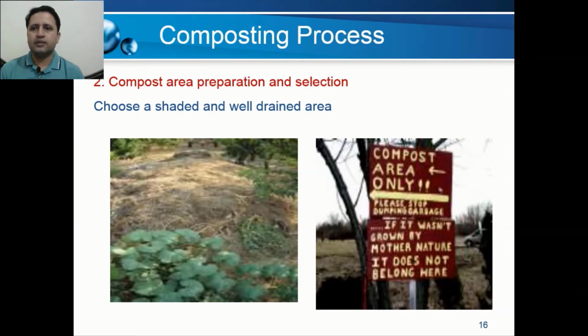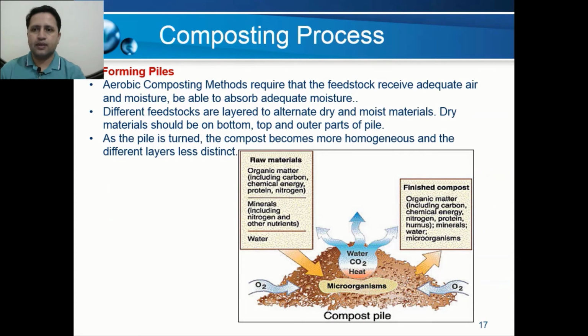Another important step is the compost area preparation or selection. When you do it in the open area, you have to choose a shaded and well-drained area for the composting process. You can also do this composting process inside a bin. Another important step is forming the piles of compost.